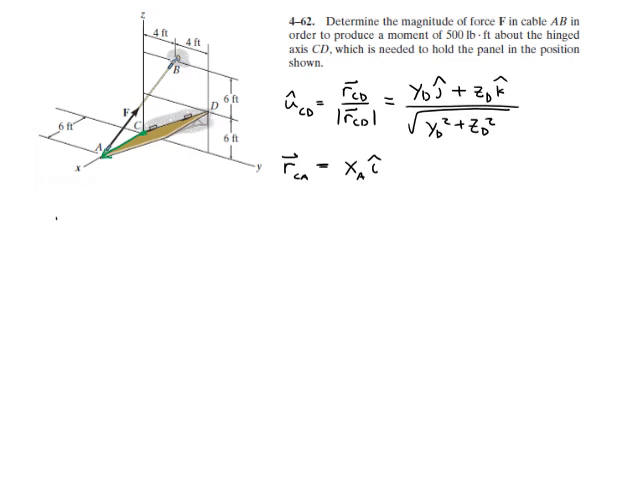Finally, we need the force F. The force F is acting along this line of action, so let's write it like this: F, that's the magnitude of the force, and then the direction is defined by this vector which goes from A to B, right? Now we have to do the same thing. Now u hat AB is a little bit harder to get. Let me remind you, what is that? It's going to be r_B minus r_A divided by the magnitude of r_B minus r_A.